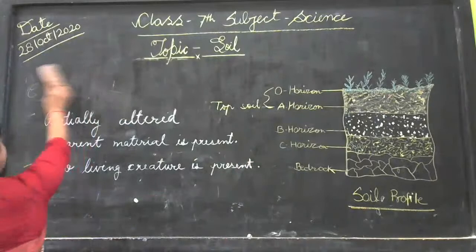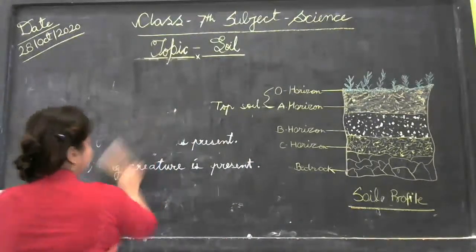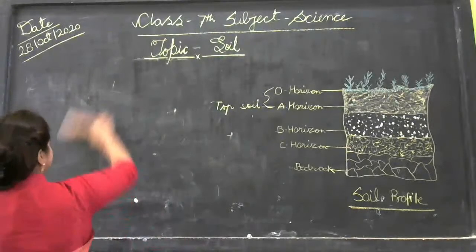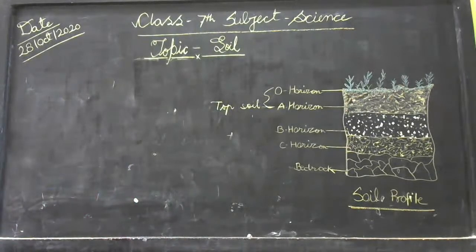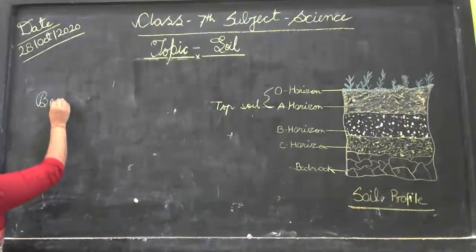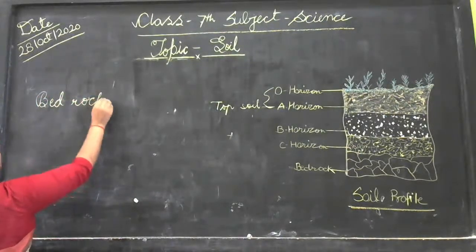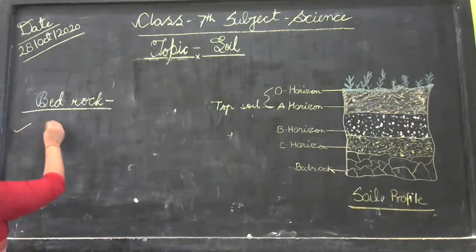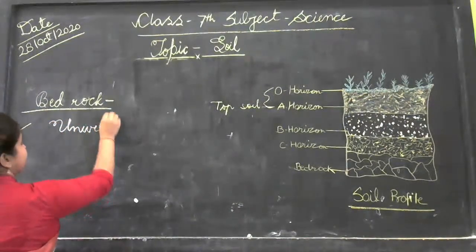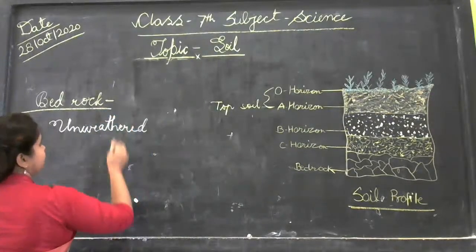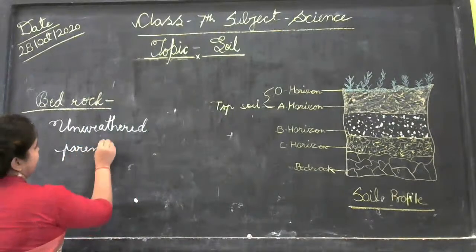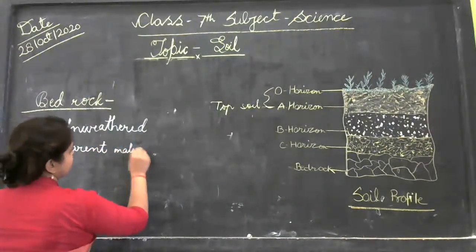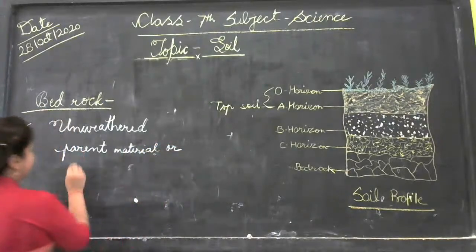Next, we are going to talk about the bedrock. What's there in bedrock? What are its properties? Let's see. So students, in this bedrock, the property is that unweathered parent material or bedrock is present.